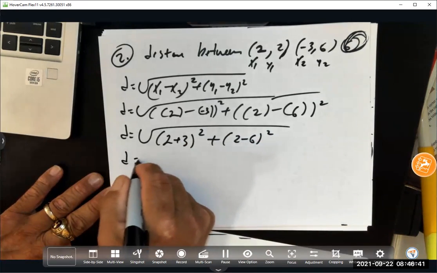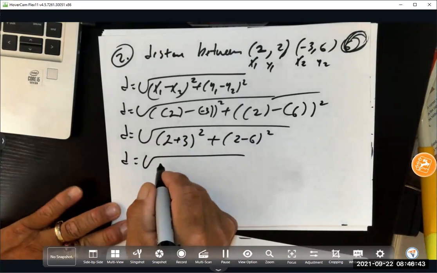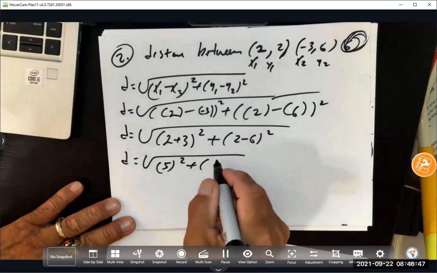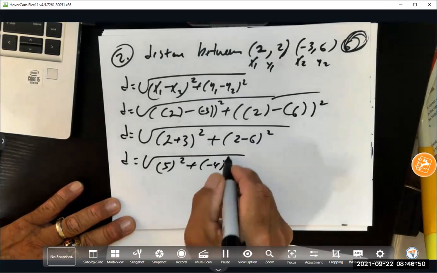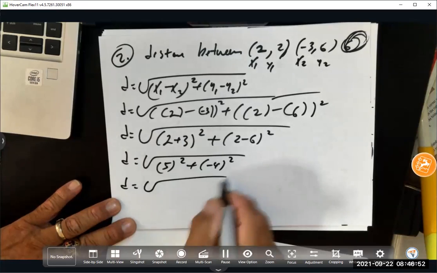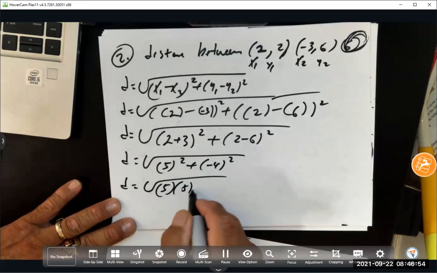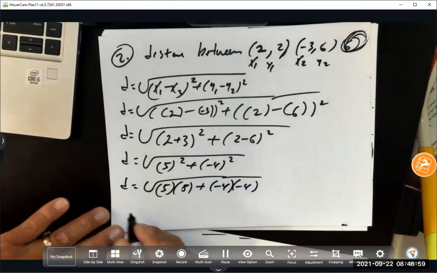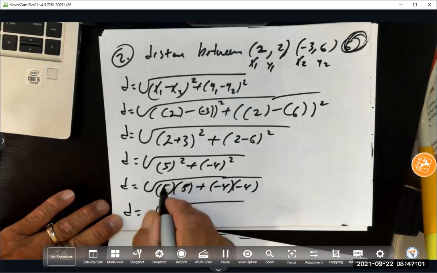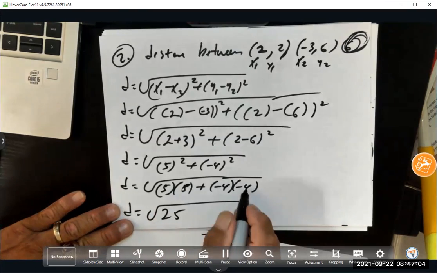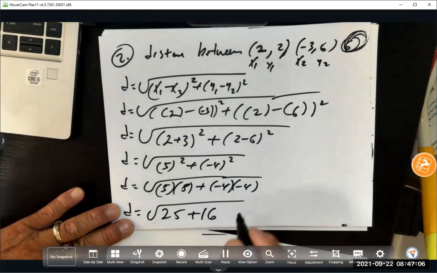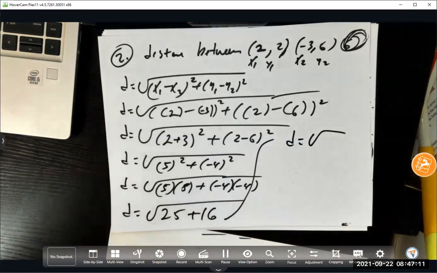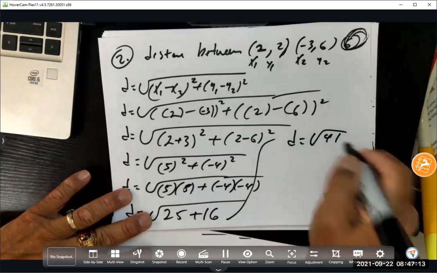All right, so now calculator. What's 2 plus 3? 5. And what's 2 minus 6? Negative 4. Okay, so I'm going to multiply the long way. 5 times 5 plus negative 4 times negative 4. So 5 times 5 is 25. Negative times negative is a positive 16. So that's going to give me what? What's 25 plus 16? 41.